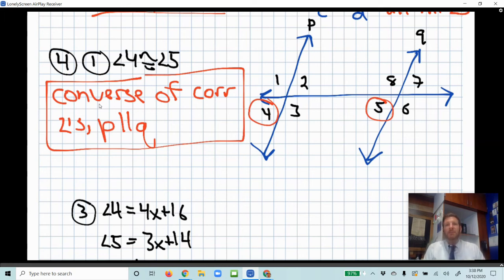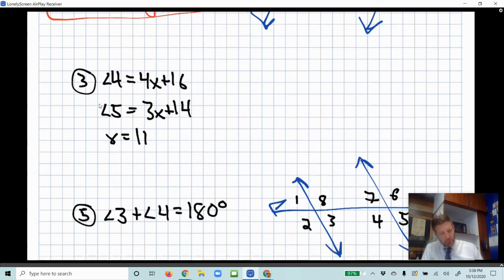Or if they had been same side exterior, and they said that they were supplementary, I would say then by the converse of same side exterior angles, P and Q are parallel. Okay, so we're using the converse when we know the angle relationships to prove that the lines actually must be parallel. Question 3 that I asked you to work through is similar.